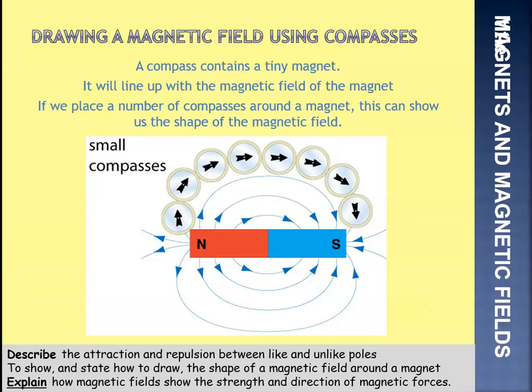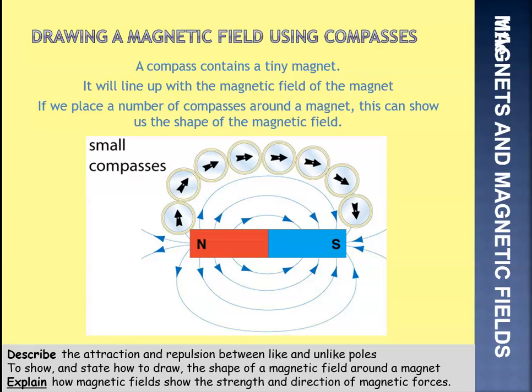To draw one using compasses, so a compass uses a really tiny magnet that lines up with the magnetic field of the Earth, but when we place that near a magnet, the magnet is strong enough to actually attract that compass itself. It overrides the magnetic field of the Earth. So it lines up with the magnetic field of the magnet. Now if we place a number of compasses around a magnet, this can show us the shape of the magnetic field. As you can see on the diagram there, the arrows pointing from north to south, they point away in the direction where they should, and we can see it follows the shape of that field.